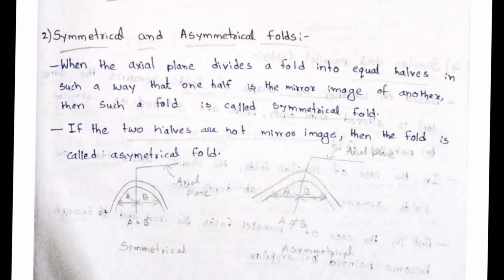And next one is symmetrical and asymmetrical folds. When the axial plane divides a fold into two equal halves in such a way that one half is the mirror image of the other, okay, such a fold is called a symmetrical fold. If the two halves are not mirror images, then the fold is called an asymmetrical fold.